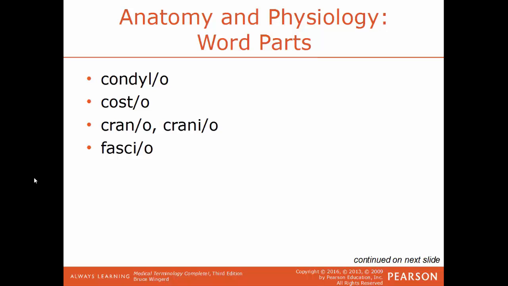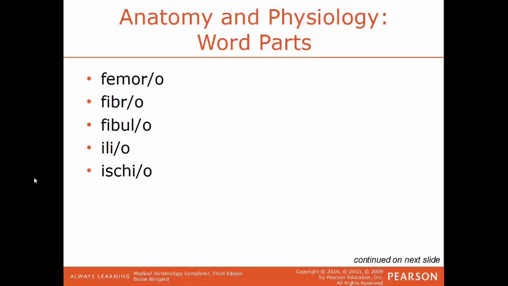Cost or costo is a reference to a rib. Cranio is a reference to the skull. Fascio is a reference to the fascia, which is a type of supporting connective tissue. Femoro is a reference to the femur or the thigh region, the large bone of your upper leg, that's the femur. Fibro is a reference to fiber of some kind.